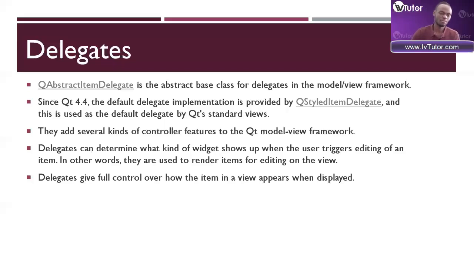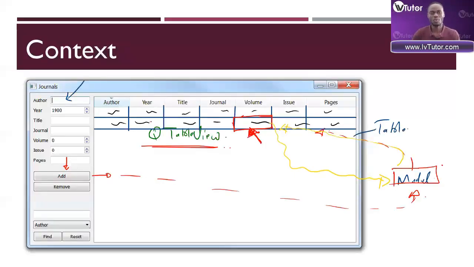Delegates can be used to play the role of a controller in the MVC framework, because remember, they are sitting between the model and the view. So you can use delegates to control how you want your items to be displayed. And you can also use your delegates to render items for editing. What do I mean when I say render items for editing, which is your fourth point here? If we look at this table, and the user wants to edit the author, and they double click here, what's going to happen is this cell then changes into a line edit, and you can actually type here.